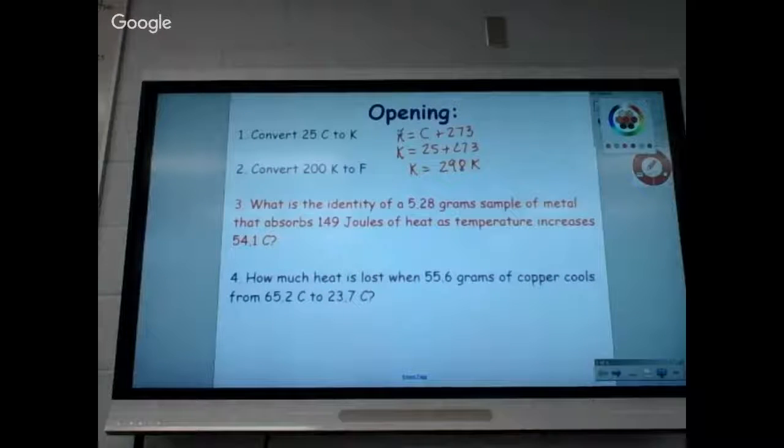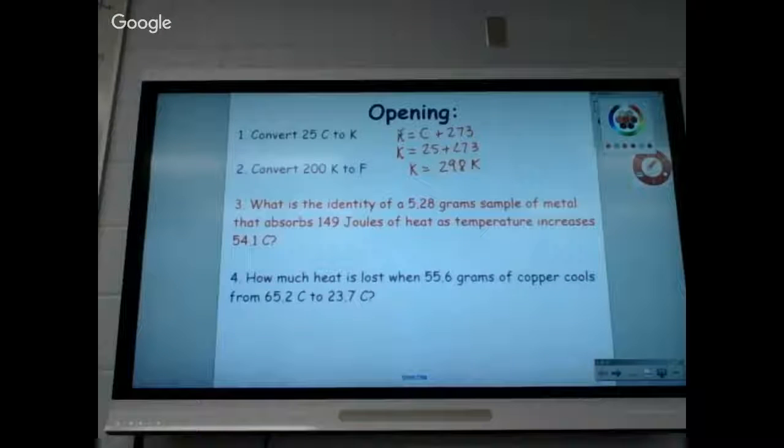And to answer Emma's question, in case some of you did not hear me, K is the only temperature unit that does not get a degree symbol. Celsius is degrees Celsius, Fahrenheit is degrees Fahrenheit, Kelvin is the only one that does not have it. It's just a K. So you just write 298K. Okay? Questions about that?